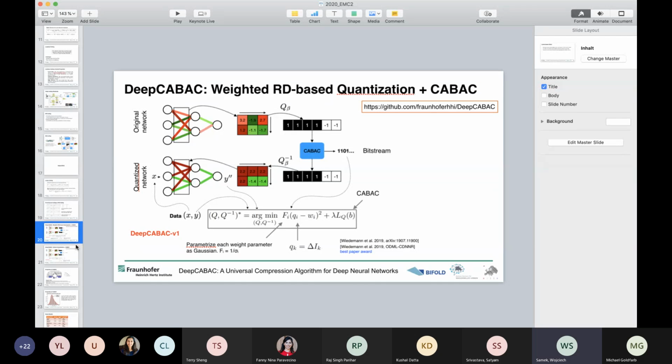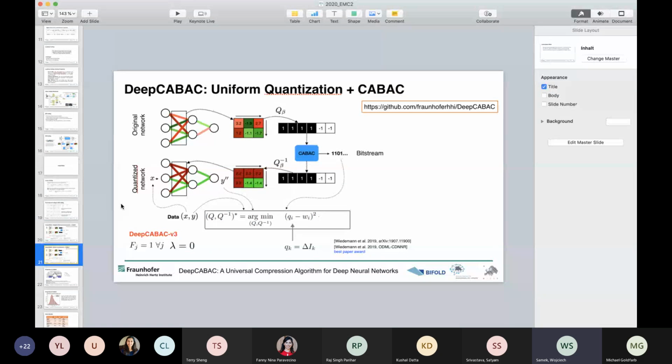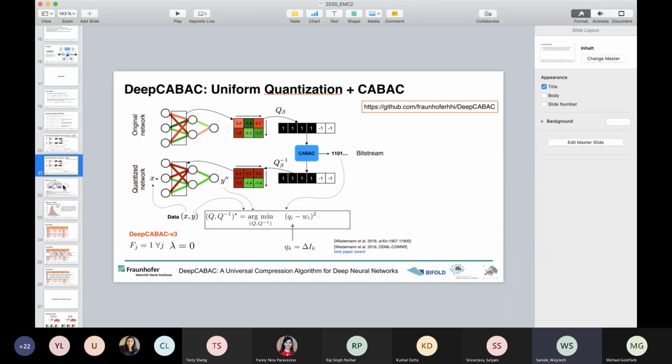And you can further simplify. For example, this is the first version of DeepCABAC which we tried, and then we simplified it and just saw what happens if we use simple uniform quantization and afterwards apply DeepCABAC. So we get rid of all these problems with estimating the Fi, and when choosing the rights, we didn't expect it, but it also works quite well. So it seems that the main compression strength comes from CABAC, from the lossless part in this case.